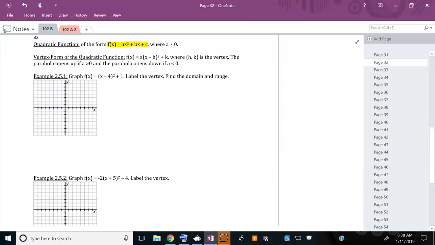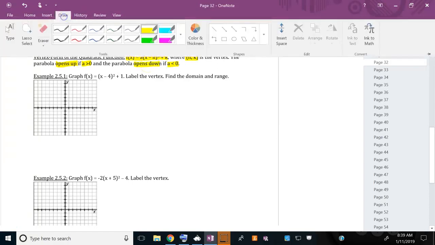We also sometimes have the vertex form, which is a times x minus h quantity squared plus k. Now this is a nice form for us to have because the most important point for us is the vertex, h comma k, which we can easily read off if it's in this form. Finally, we say that if that leading coefficient a is positive, then the parabola opens up, and if that leading coefficient a is negative, then the parabola opens down.